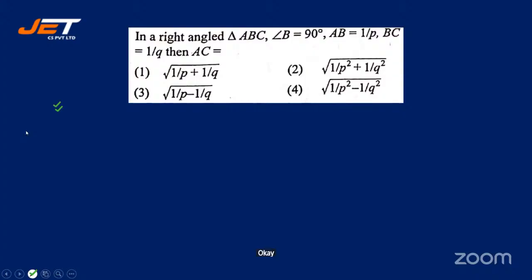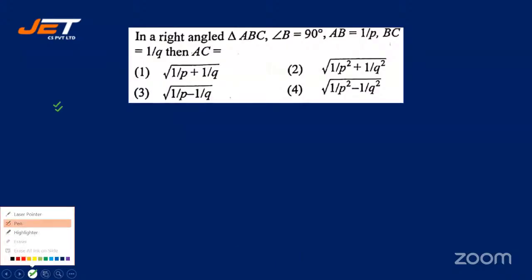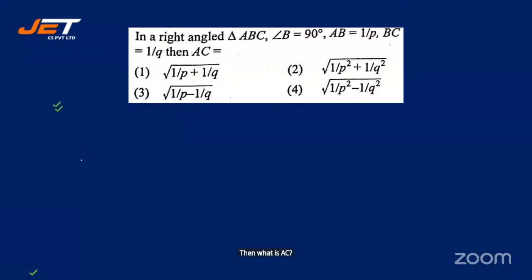So I repeat the question. In a right angled triangle ABC, angle B is 90 degrees, AB is 1 by P, BC is 1 by Q, then what is AC? Yes, so what is AC? I'm getting the answers.